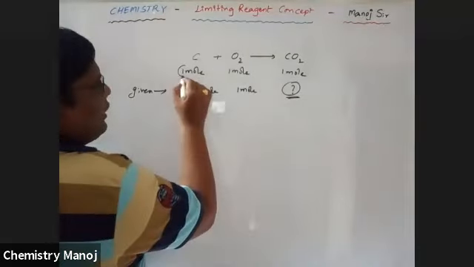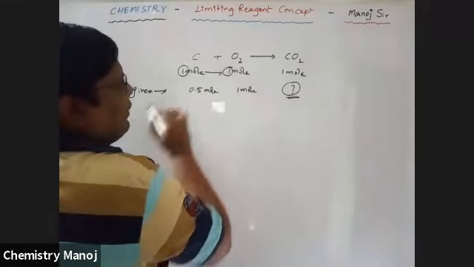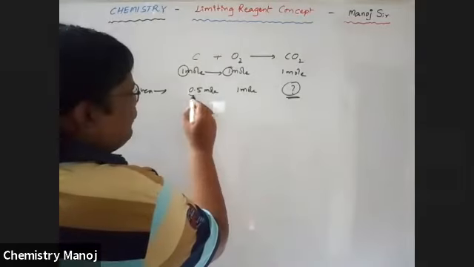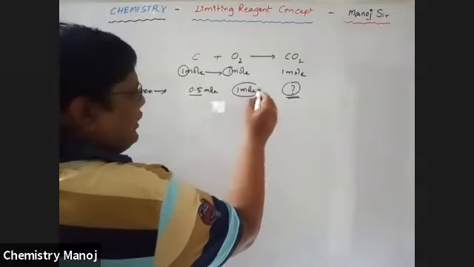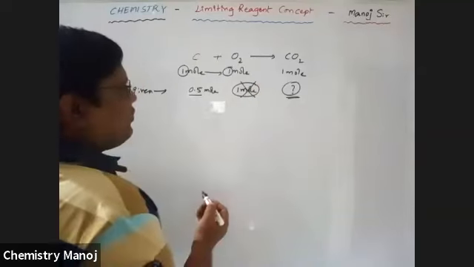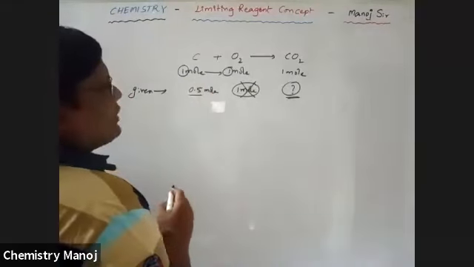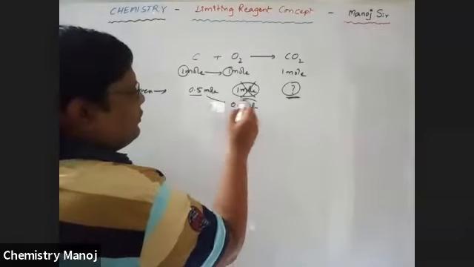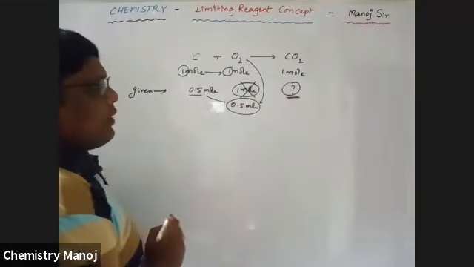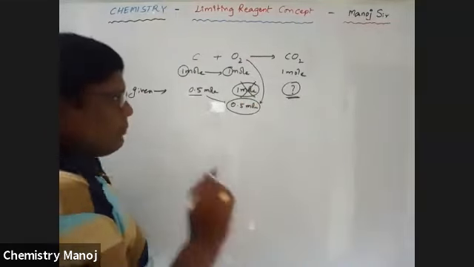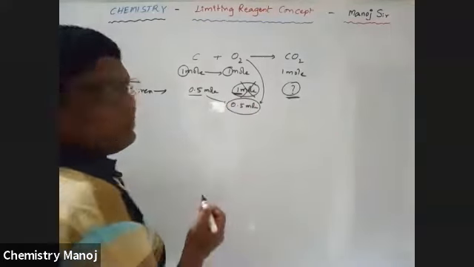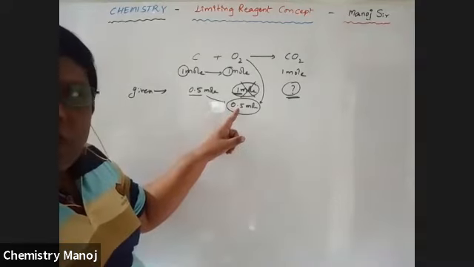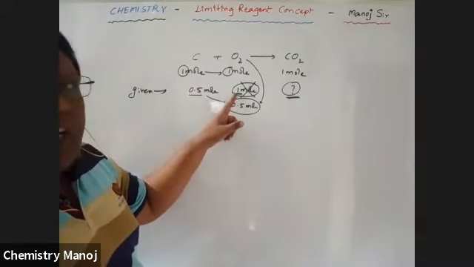Now, 1 mole carbon requires 1 mole oxygen for complete reaction. Now, 0.5 mole carbon. So actually, we don't know this one. Fill it. 1 mole requires 1 mole oxygen. 0.5 mole requires actually 0.5 mole of this oxygen. That is the actual requirement. But the given value is 1 mole. That means the actual required value is 0.5 moles, but the given value is 1 mole.